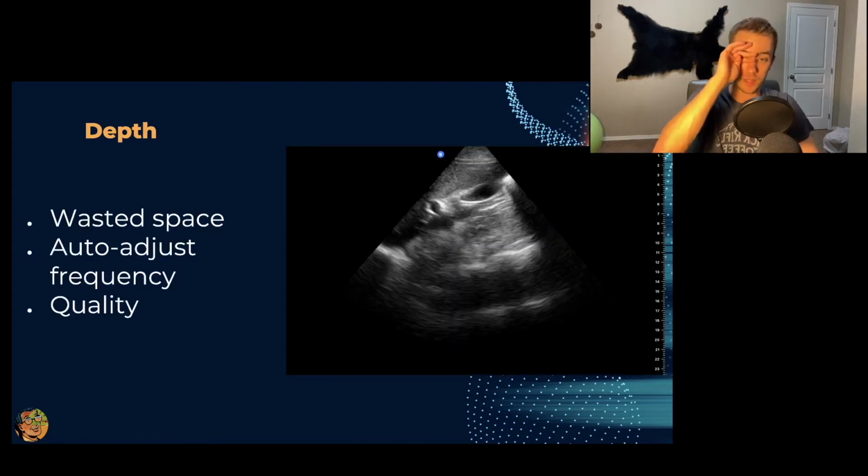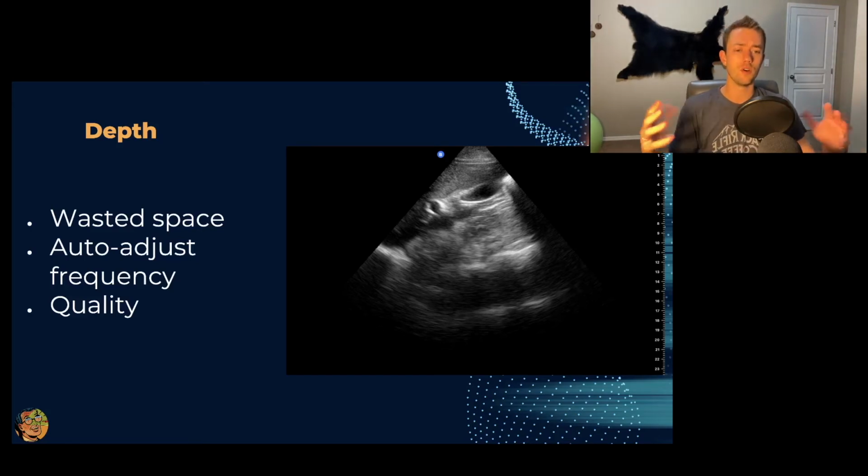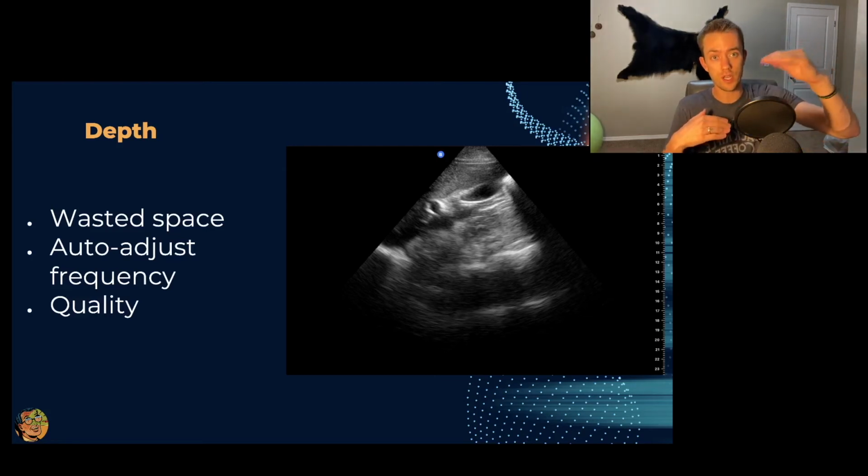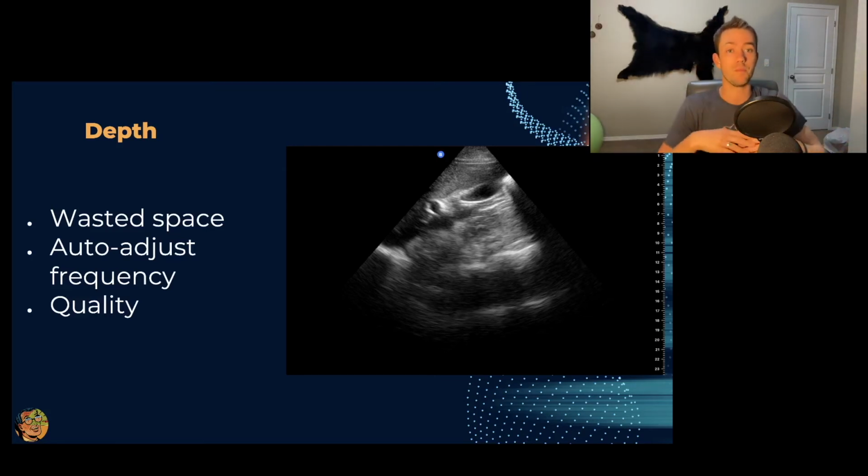So next, let's talk about depth, right? So one of the important things to know about an ultrasound machine is that as you decrease the depth, the machine actually auto-adjusts the frequency to increase the frequency. So it's a shallower depth. When you increase the frequency, what do you also do? You increase the quality of the image.